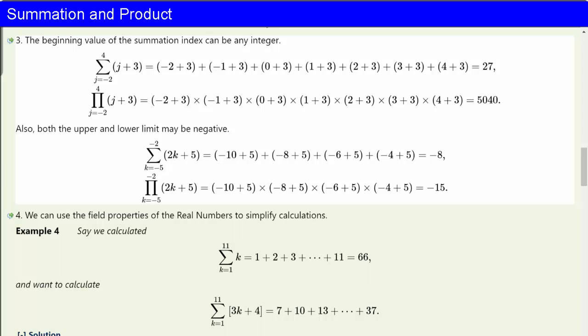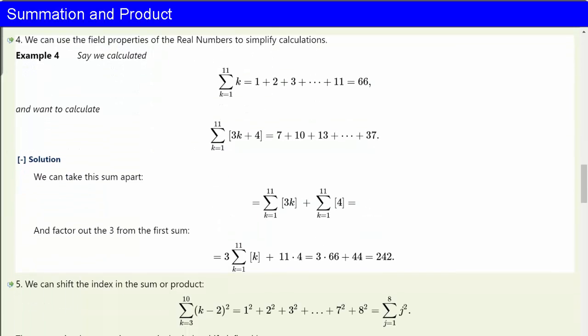In the same way, the product of the numbers from minus 5 to minus 2 of 2k plus 5 is the same thing, only now we take the product. We start with k equal minus 5, and we get 2k plus 5 is minus 10 plus 5. Then we move k up to minus 4, and we get minus 8 plus 5, and so on. And we stop when k gets to minus 2. And that product turns out to be minus 15.